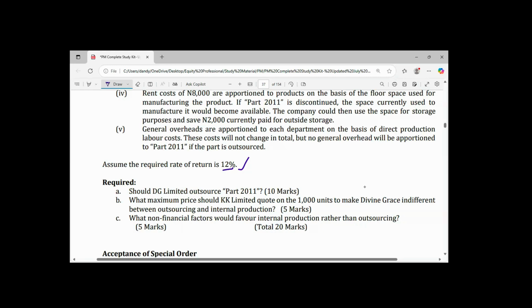But this question goes beyond that, because the examiner has given you a cost of capital of 12%. Therefore, what you are supposed to do is to identify the variables that relate to outsourcing Part 2011. Then you also identify the variables that relate to internal production. Once you have all the variables for each of them, you then discount them at 12% to get the present value. The total present value under outsourcing minus the total present value under internal production will give you either a saving or a deficit from making Part 2011. That will be the basis of your decision. Until that is done, you cannot move to number B. So without wasting more time, let me stop sharing this and move to solving the question.